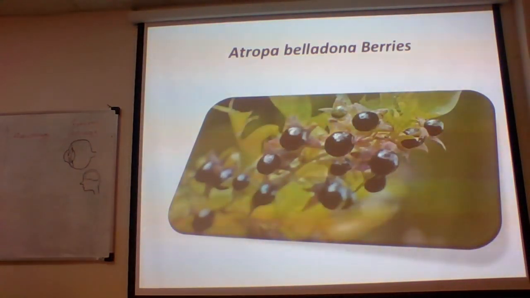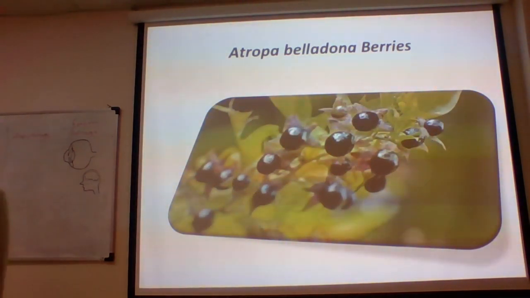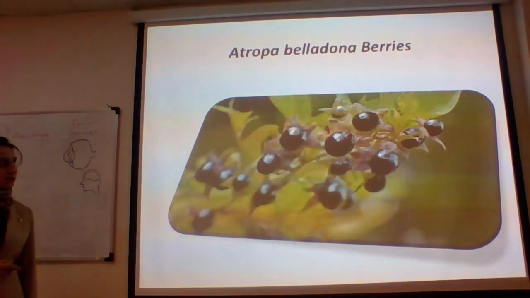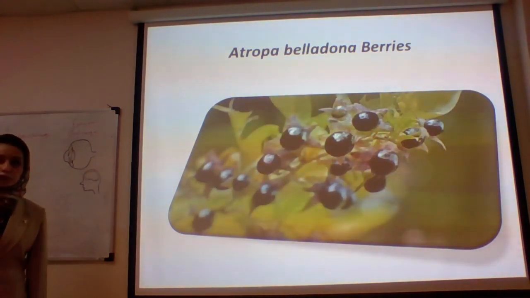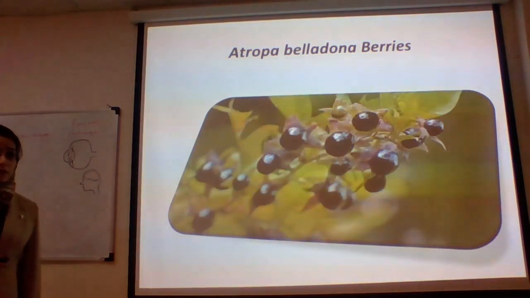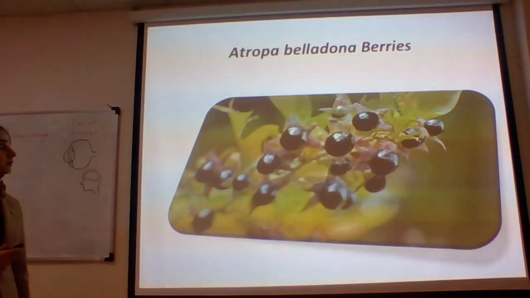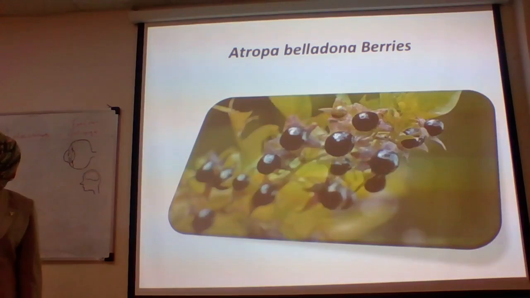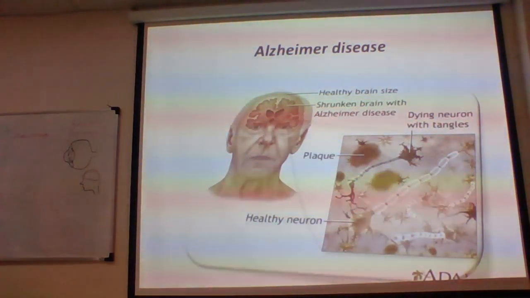Atropa belladonna berries are a type of berry, also called nightshade berries. It's toxic, like a poison. It may cause death. Why? Because it contains atropine. And you know atropine is a blocker of the cholinergic, an anticholinergic.